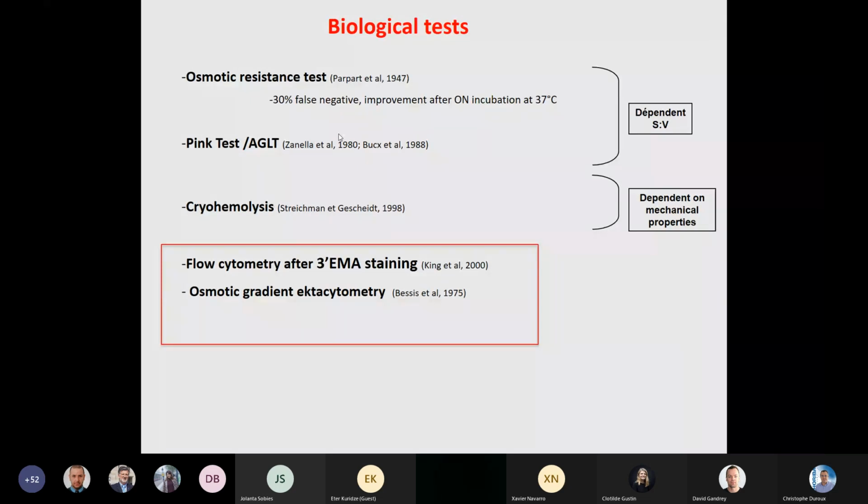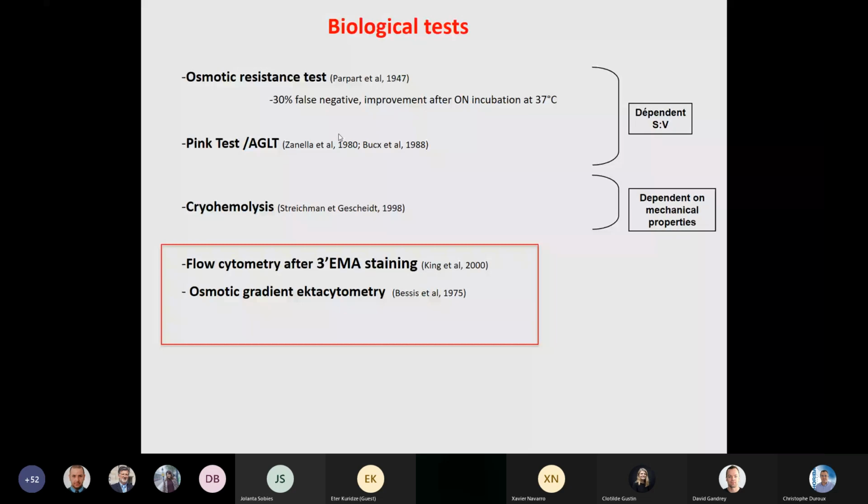do osmotic resistance test. It's a very efficient test if you do an incubation overnight. Otherwise, you can have false negatives. You really need to know the analytic performance of each of your tests to be able to make an accurate diagnosis. So the two tests we are using now are flow cytometry using EMA staining, and what I consider to be the gold standard in terms of red cell membrane disorder, the osmotic gradient ektacytometry, which is probably the most sensitive test to recognize this kind of disease.